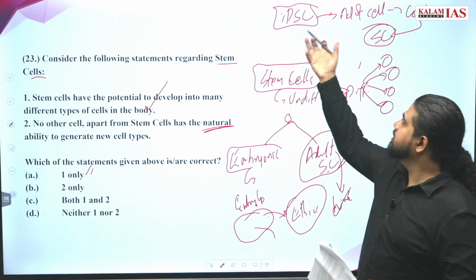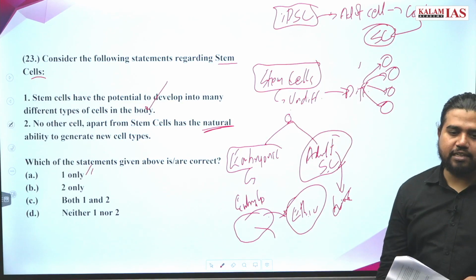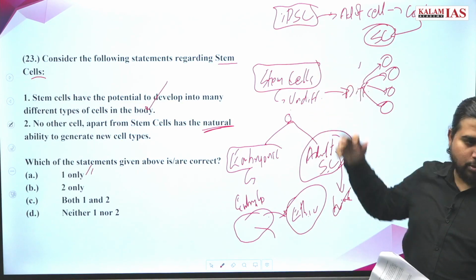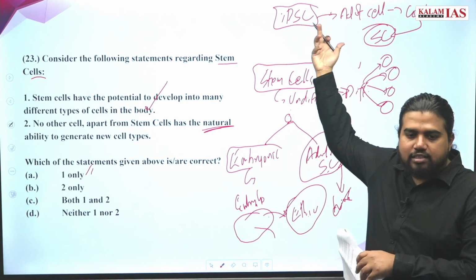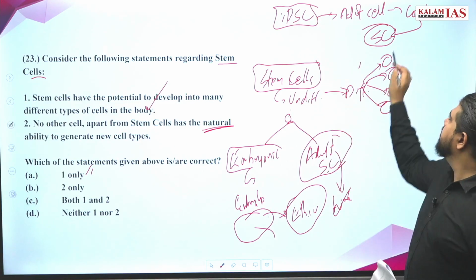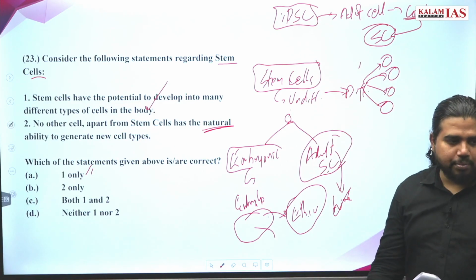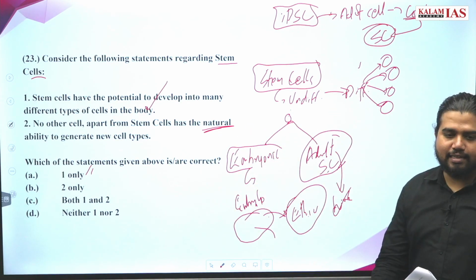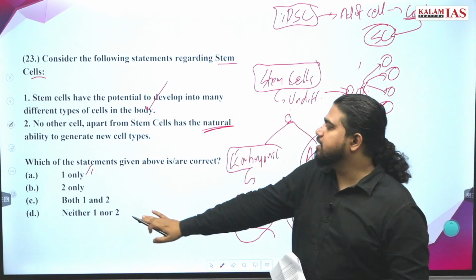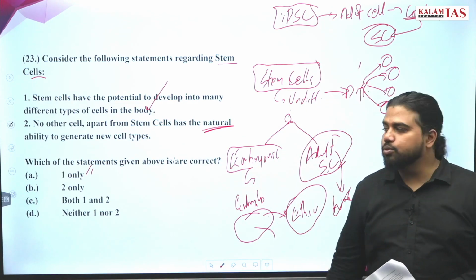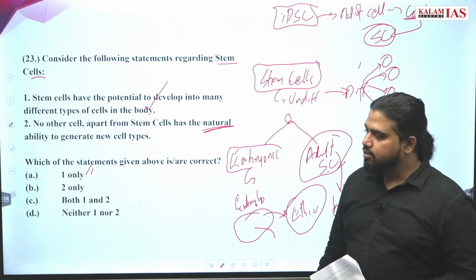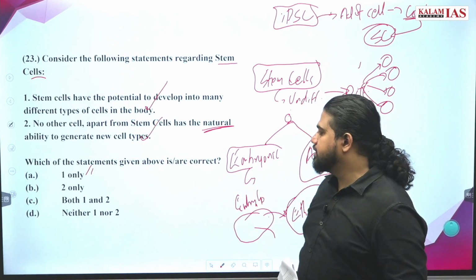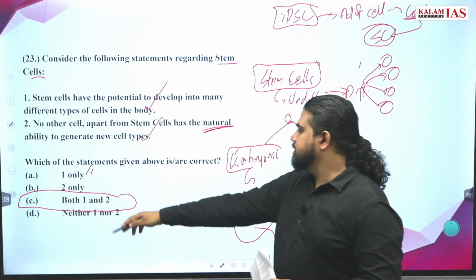Now this has the ability to differentiate into other organs, but this is not a natural ability. These cells acquire this ability only by genetic engineering transformations. Only after the genetic engineering will they have these stem cell characteristics. Otherwise only stem cells have the ability to generate different types of cells. So this is also a correct statement. Answer here is C.